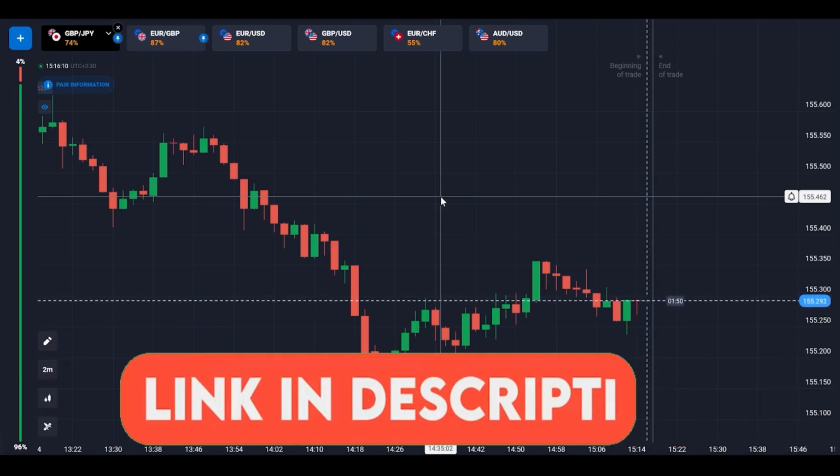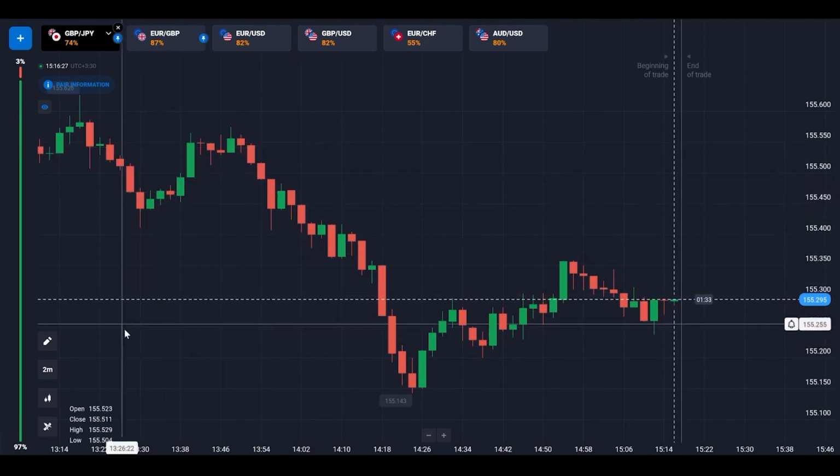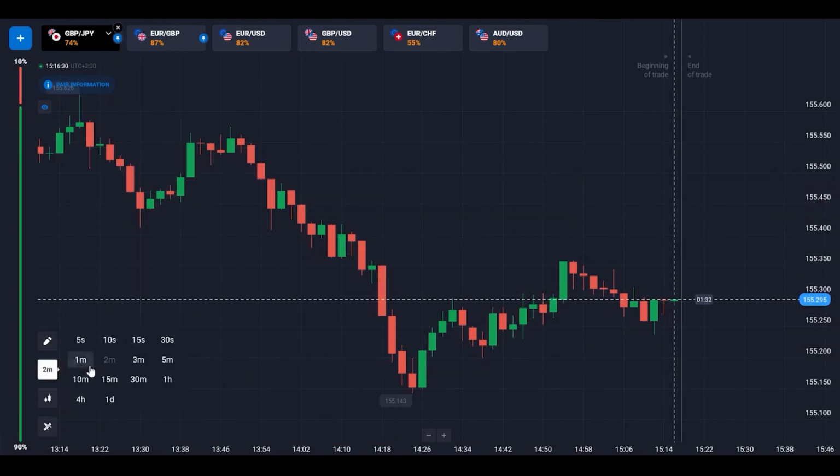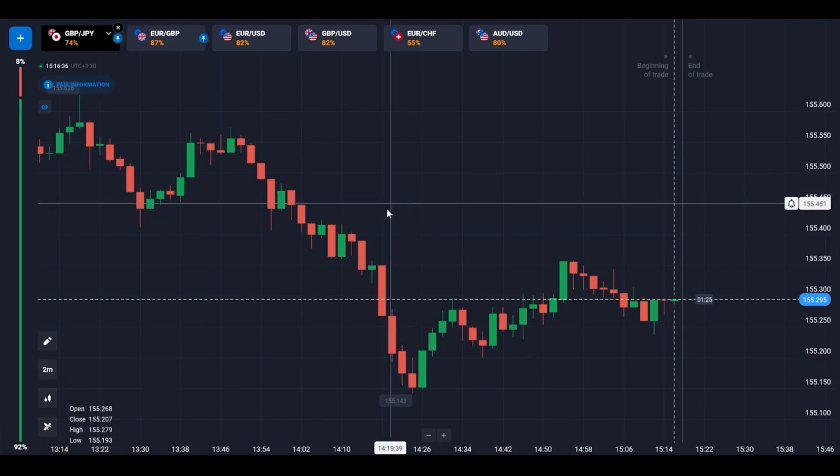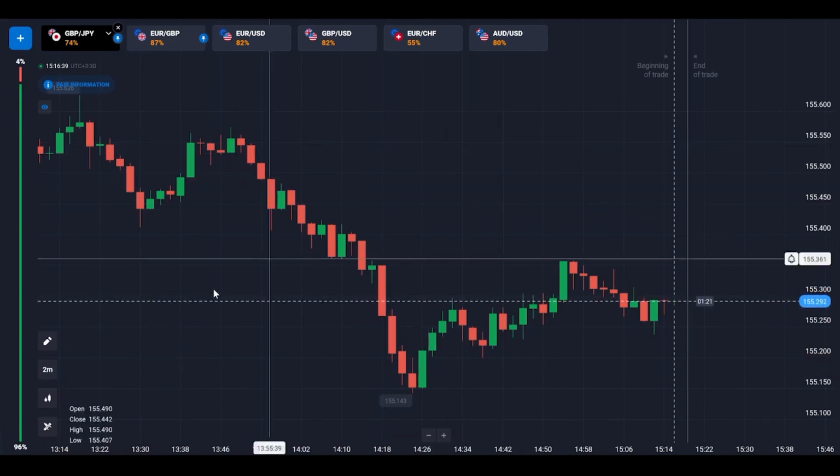Now to begin, we need to set the candles to candlestick mode. As you can see, we're setting the time frame to 2 minutes, and the trading time should also be 2 minutes. This is a very simple strategy where we use moving averages.